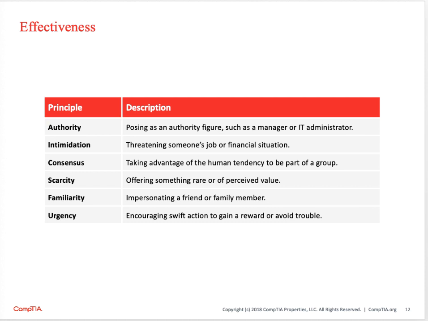Scarcity. Scarcity is offering something of rare or perceived value. So social engineers take advantage of this by offering some sort of reward, right? So that $100,000 that they tell you you're going to get if you just hurry up and send $500 or whatever, that also plays into scarcity, right? They use urgency and scarcity to get that one done. Familiarity.